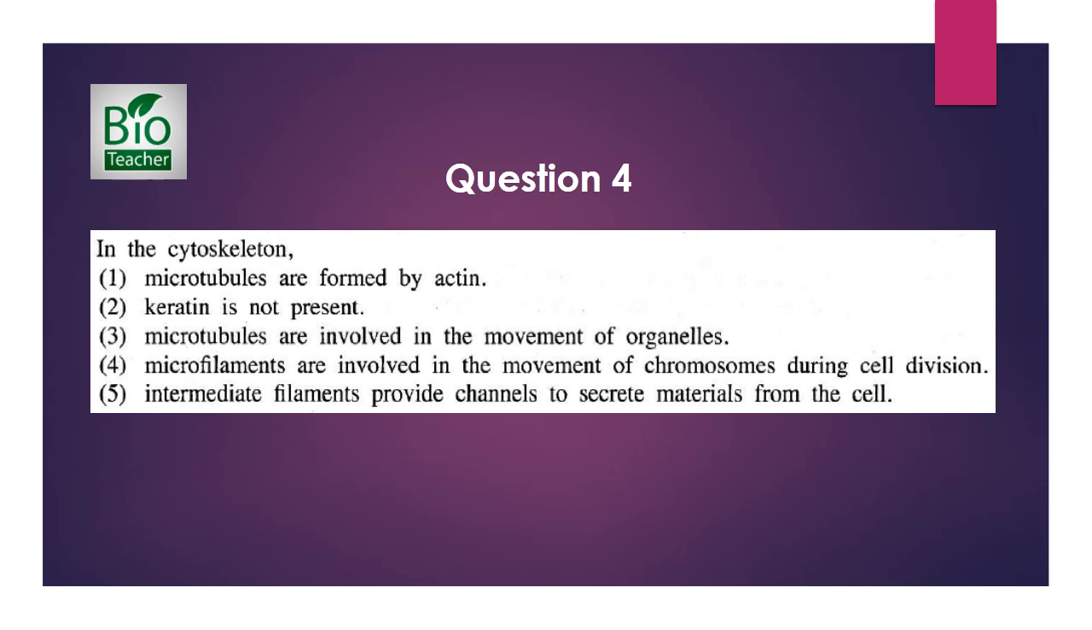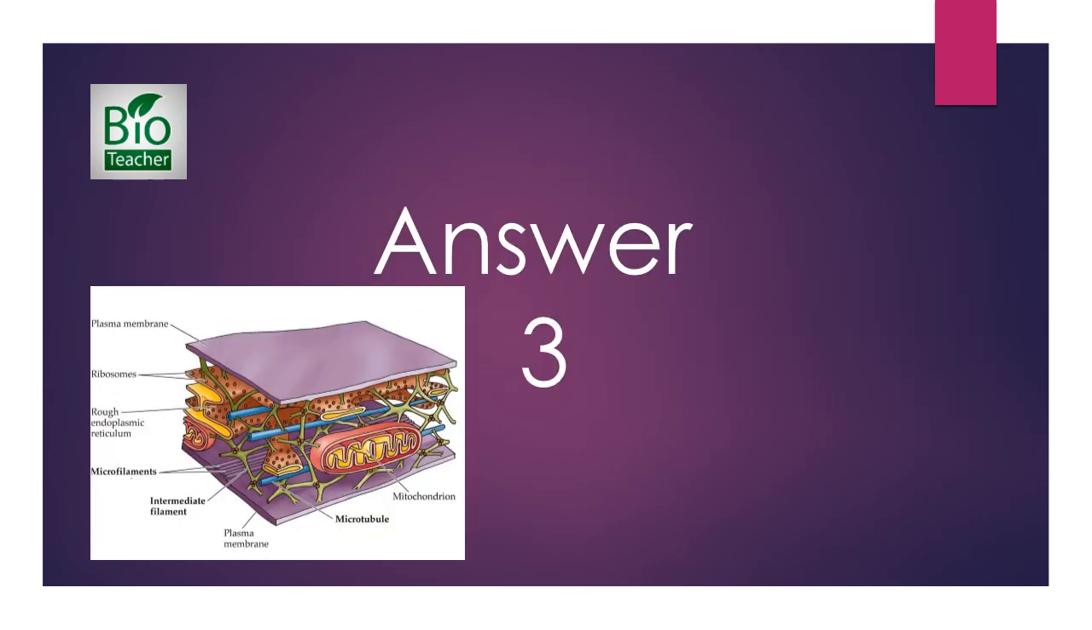This question is asking about the cytoskeleton. Cytoskeleton is a structure which is made from microtubules, microfilaments and intermediate filaments. This is found only in eukaryotes. The correct answer for question number 4 is answer 3. The correct answer says microtubules are involved in movement of organelles. That is true.